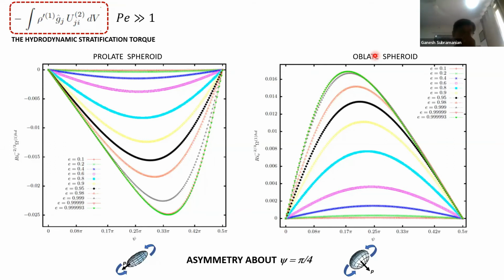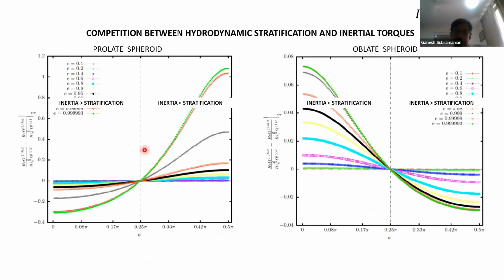Now, this is very important. Just to highlight this, what I've done in these plots is divide it by the symmetric dependence that we know occurs for the inertial torque. If the dependence were sine times cosine, that would just appear like a horizontal line on this plot. The distorted dependence is indicated by these curves, which tells you that the stratification torque is greater than the regular angular dependence when the angle is greater than pi/4 and less than it when the angle is less than pi/4. And the opposite holds true for the oblate spheroid.